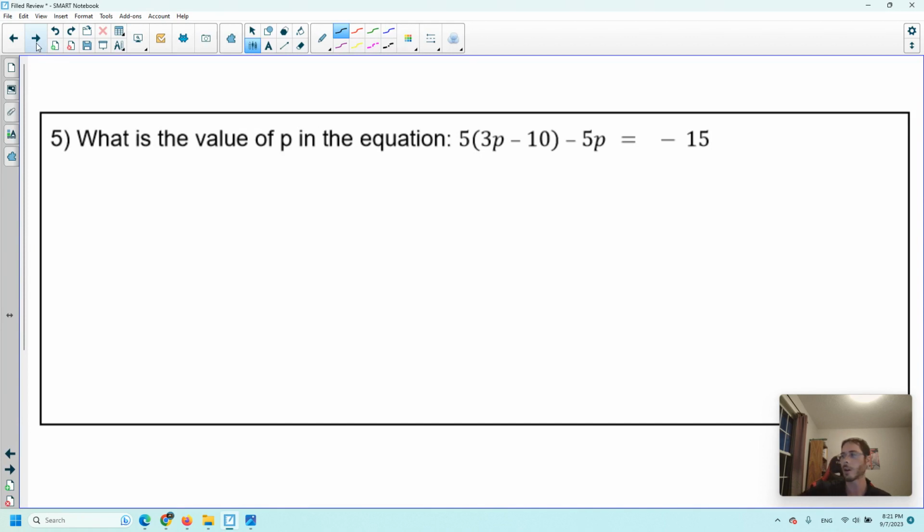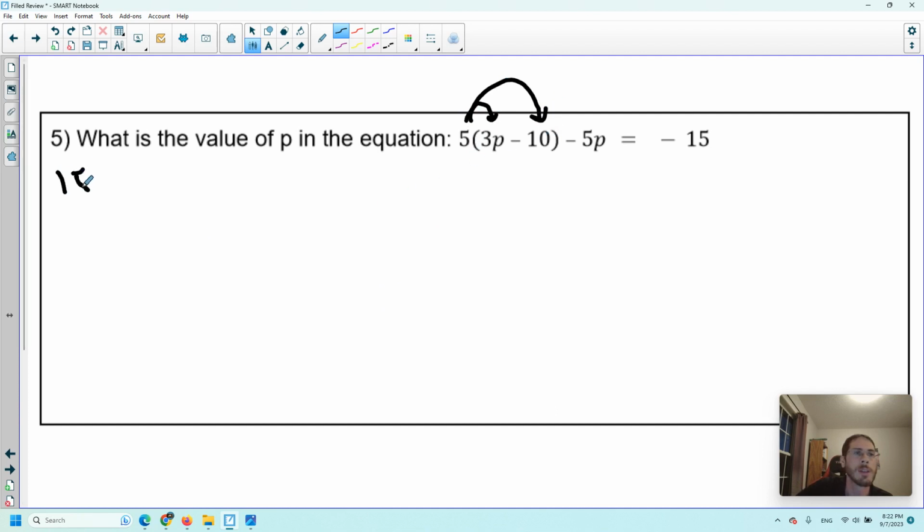So those first 4 all come from the first section. So number 5, now we're going to do some equations. So we're going to solve this equation out. So 2 ways to approach it. So method number 1 is we could just distribute everything. So we distribute inside the parentheses.